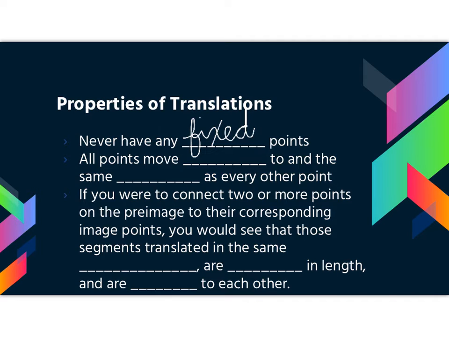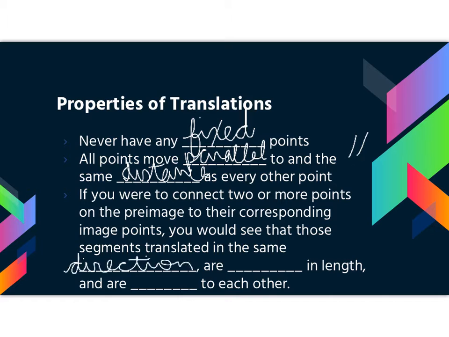Rotations always have one fixed point called the center of rotation, and reflections can have fixed points. All points move parallel to and the same distance as every other point. Remember that the symbol for parallel is this. If you were to connect two or more points on the preimage to their corresponding image points, you would see that those segments translated in the same direction, they're equal in length, and they are parallel to each other.